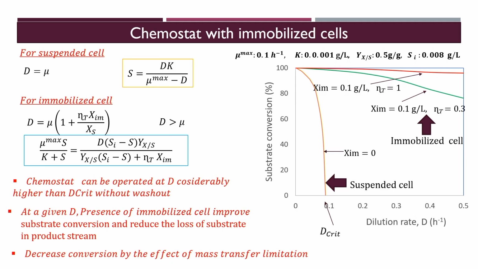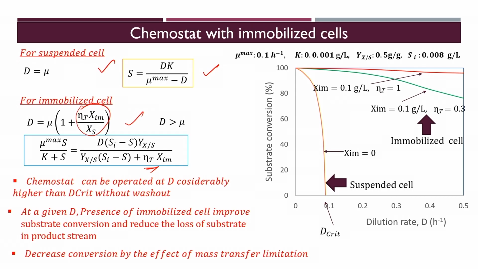Now, we can quickly compare the suspended cell. Here it says D equals mu, and for immobilized cells D equals mu plus an additional term, which comes because of the immobilized cells. And how is S defined? S is D Ks divided by mu max minus D, and here the additional term of the immobilized cell is added.